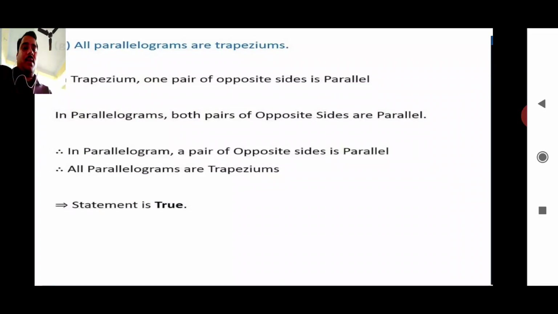So we know that in a trapezium, one pair of opposite sides is parallel. In a parallelogram, both pairs of opposite sides are parallel, and we need only one pair of opposite sides parallel. So this statement is correct.